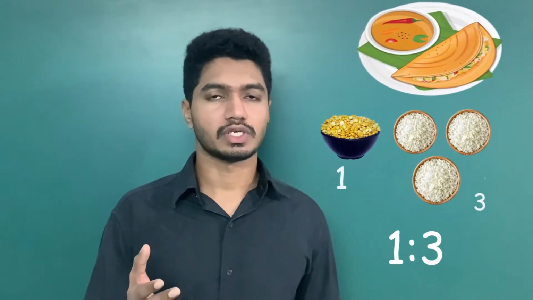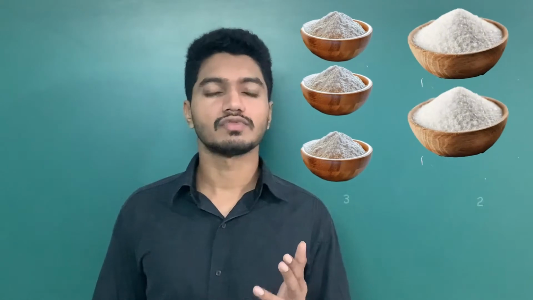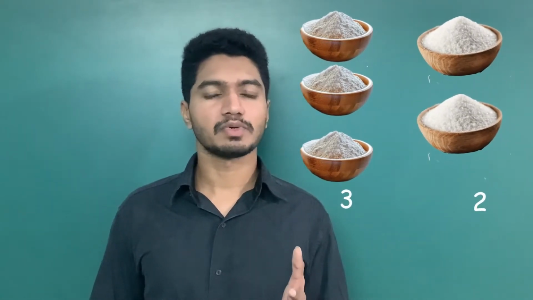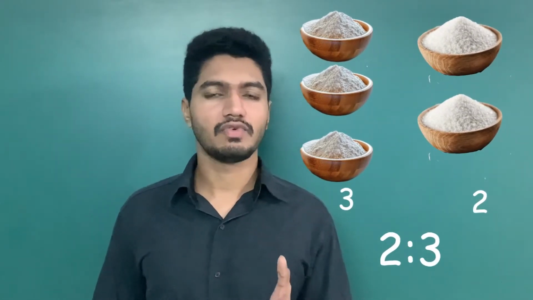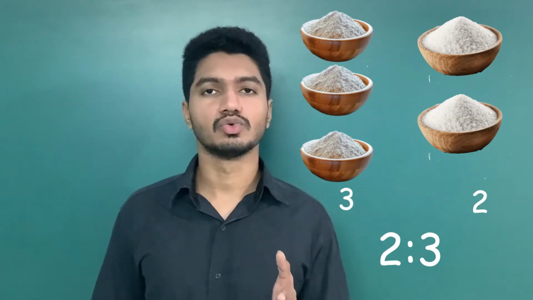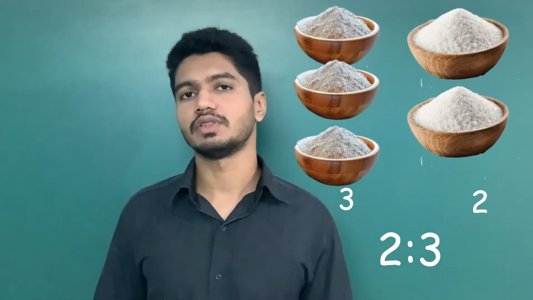That is, for idlis, the proportion is 1:2. Whereas in case of dosa, the proportion is 1:3. Let's take another example. Margaret makes great biscuits. She uses 3 cups of wheat flour with 2 cups of sugar. It means the proportion of sugar and wheat flour in a biscuit is 2:3, or you can say 2/3.